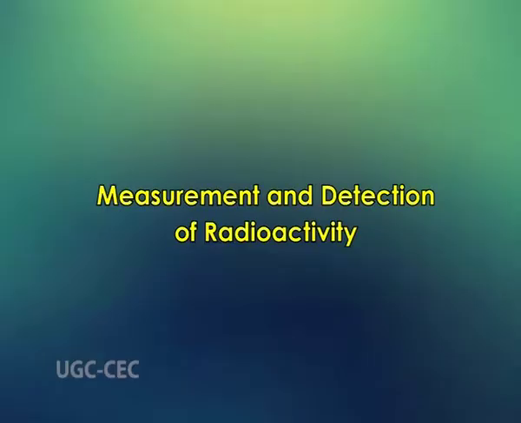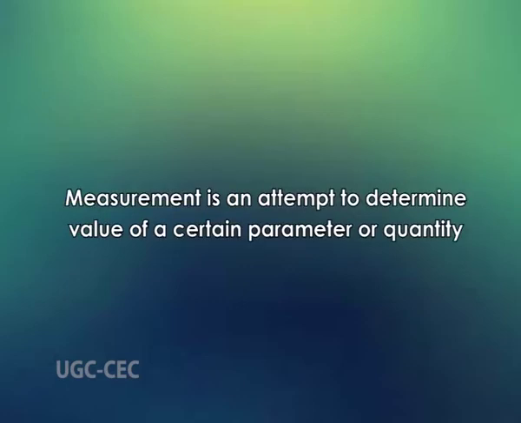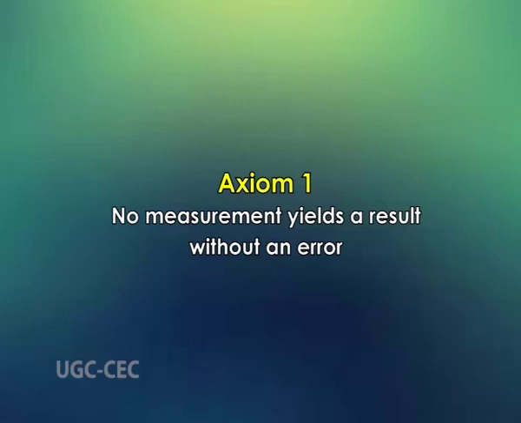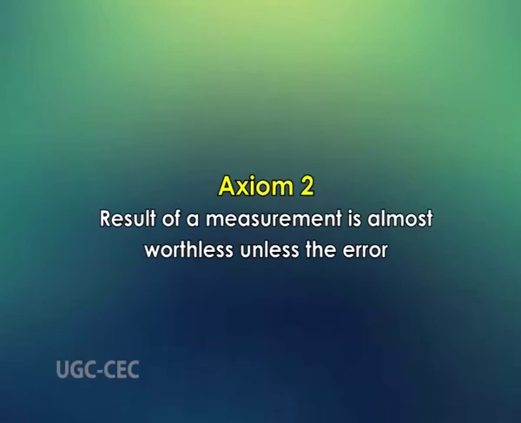Now, let us start with a brief introduction about measurement and detection of radioactivity. A measurement is an attempt to determine the value of a certain parameter or quantity. Anyone attempting a measurement should keep in mind the two axioms regarding the result of the measurement. Axiom first is, no measurement yields a result without an error. Axiom second is, the result of a measurement is almost worthless unless the error is known.